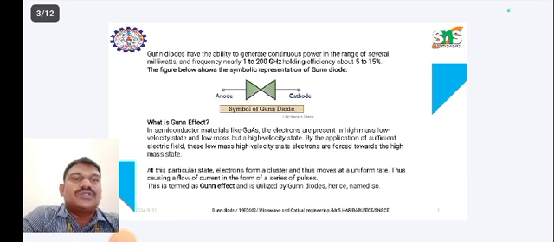The figure below shows the symbolic representation of the Gunn diode. See how the anode and cathode are represented in the symbol of the Gunn diode.